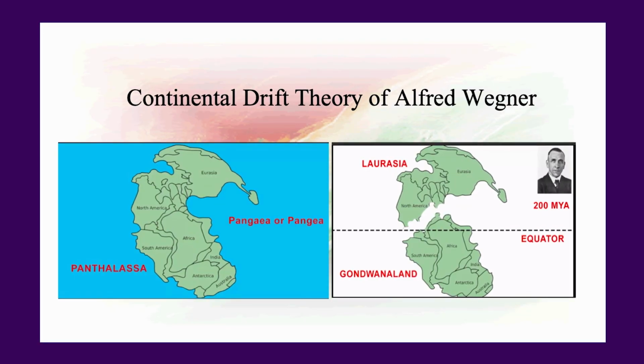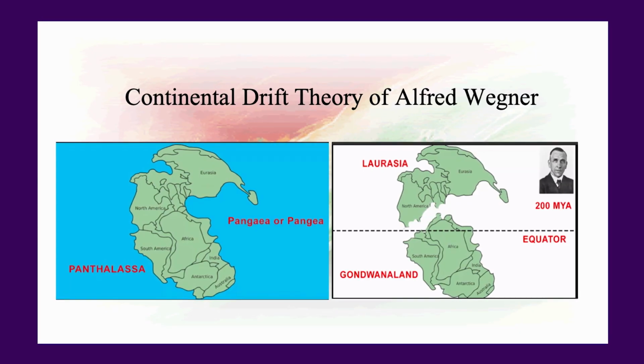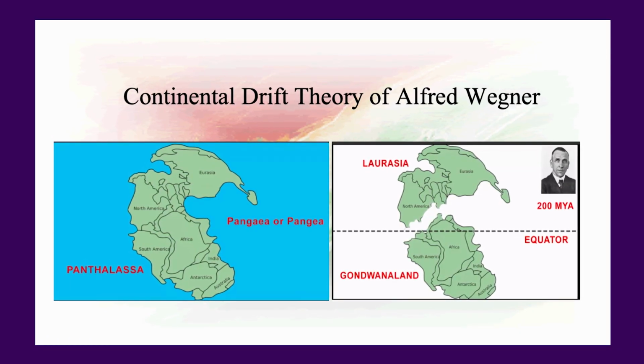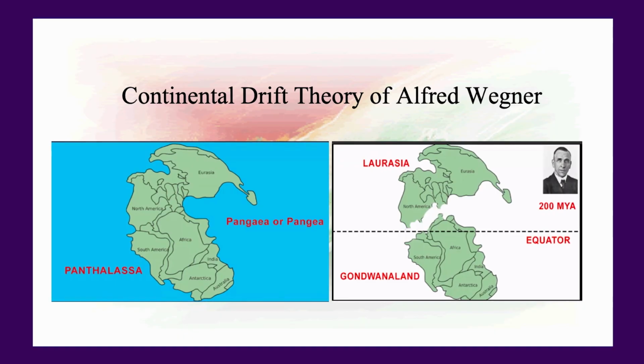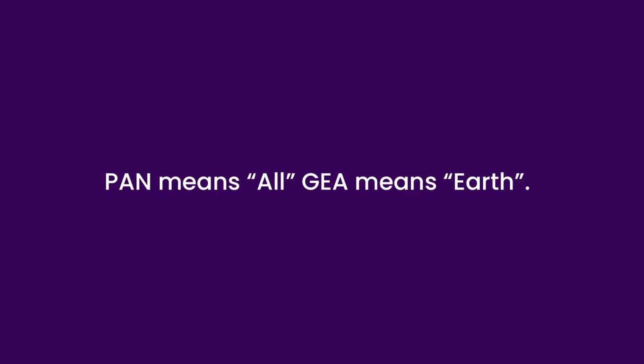In 1912, a German meteorologist, Alfred Wegener, put forward a theory called the continental drift theory regarding the distribution of oceans and continents. According to him, around 2000 million years ago, the supercontinent Pangaea began to split. Pan means all, Gaea means earth. Around 250 million years ago, India was a part of this giant landmass, Pangaea.